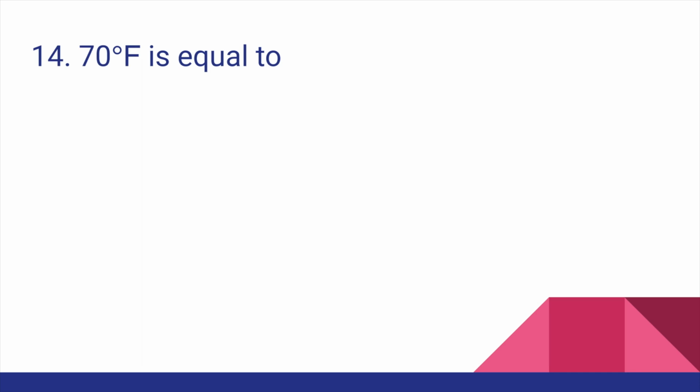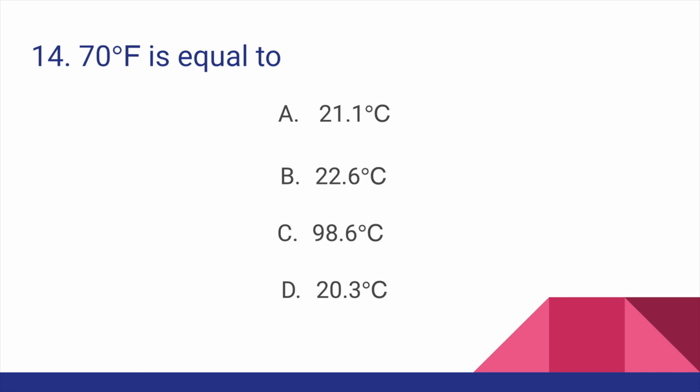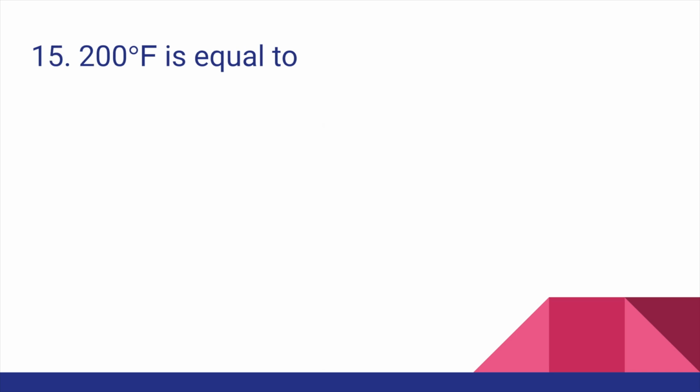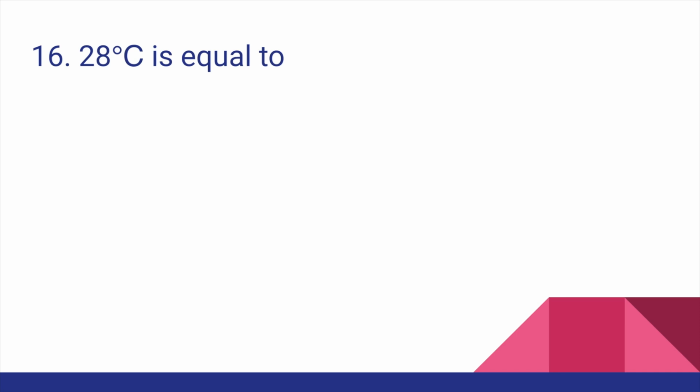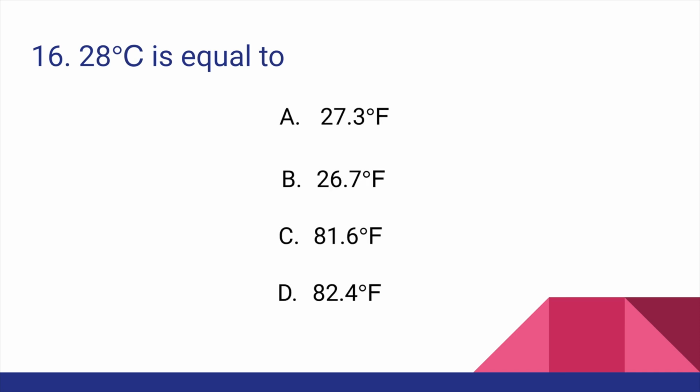Question number 14. 70 degrees Fahrenheit is equal to what? 21.1 degrees Celsius. Question number 15. 200 degrees Fahrenheit is equal to what? 93.3 degrees Celsius. Number 16. 28 degrees Celsius is equal to what? 82.4 degrees Fahrenheit.